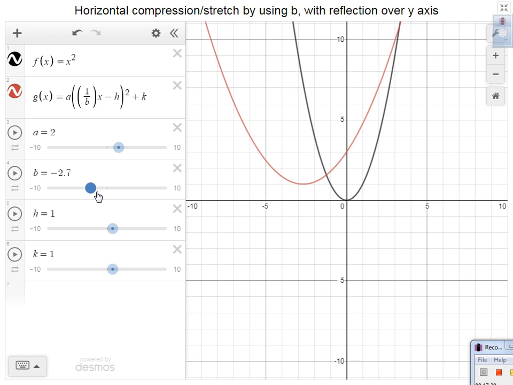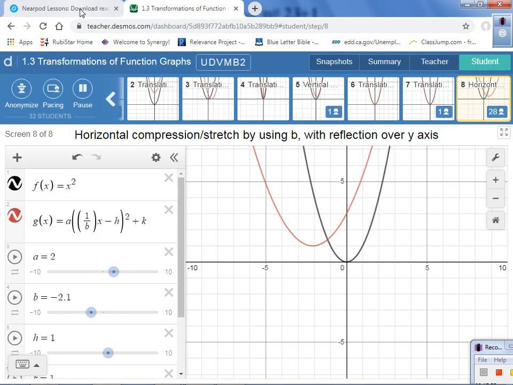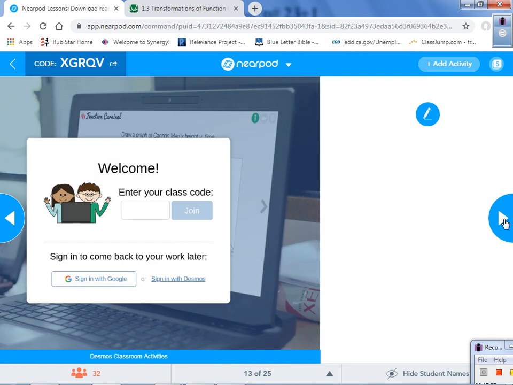Did anybody catch it? Let's see, let's ask Kenzie. Kenzie, what happened to it? It stretches the other direction, which is what we call a reflection about the y-axis. It reflects about the y-axis. Yes? Yes, Gio. Alright, go back to Nearpod, please.